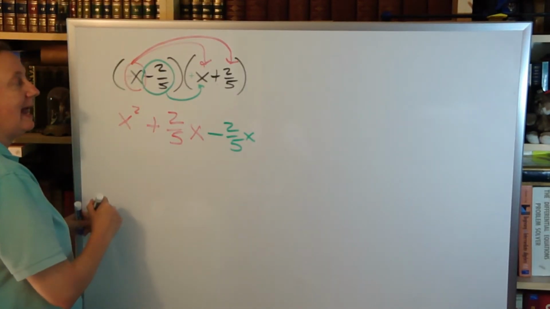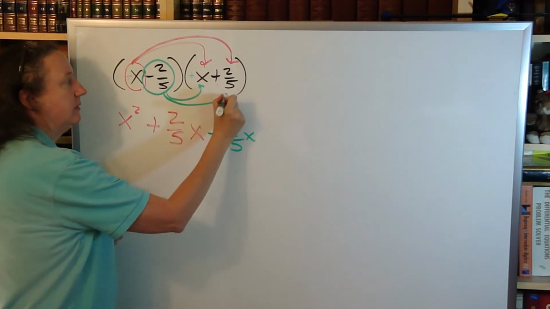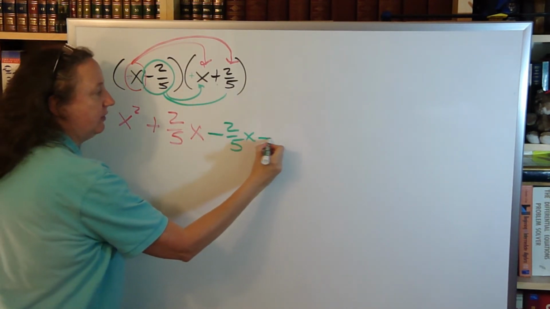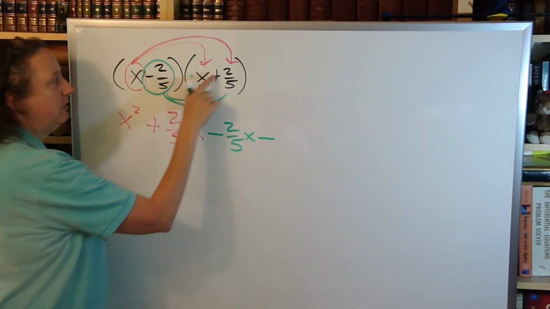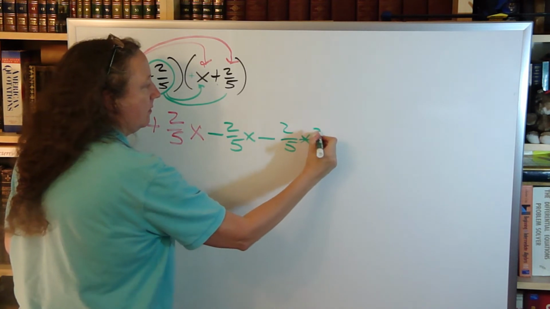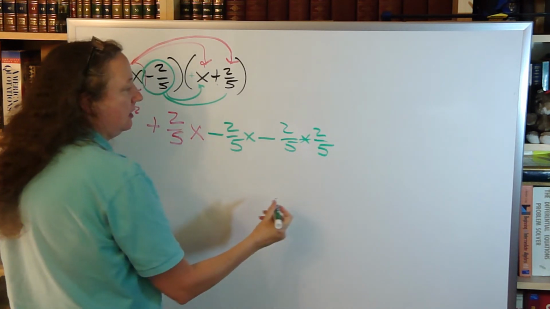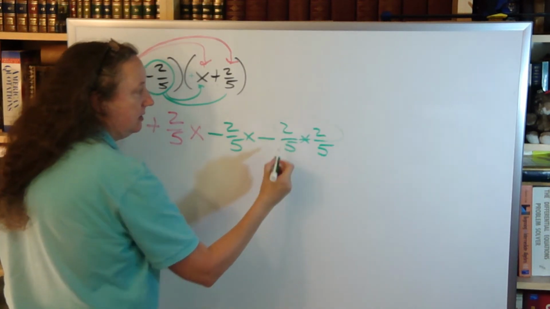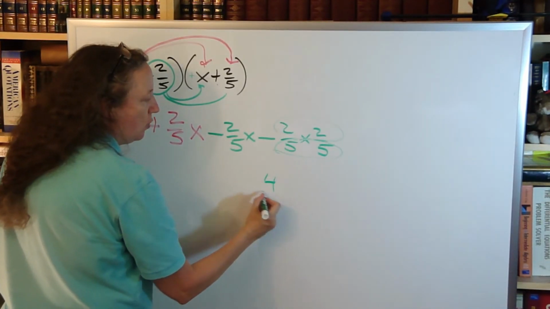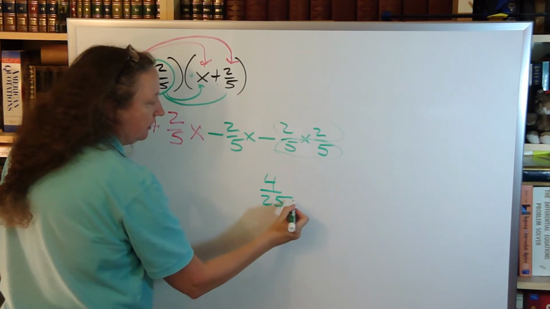And then we take the last times the last. So that's a minus times a plus gives us a minus. 2/5 times 2/5, multiply the top, multiply the bottom, and that gives us 4/25.